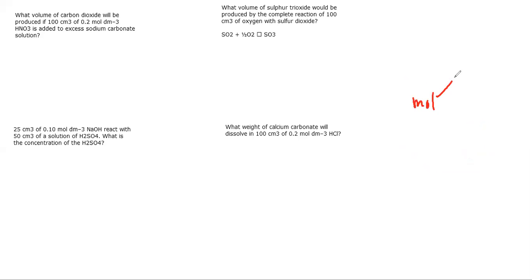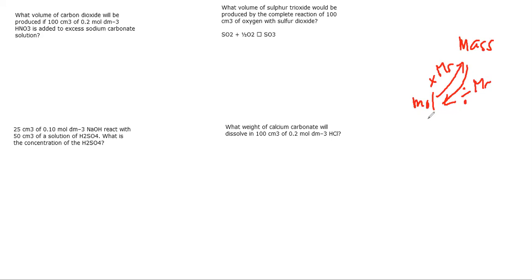Mole, if you wish to convert mole to mass, you just multiply by Mr. So mole times Mr equals mass. That's how you read it. And if you wish to convert mass to mole, then you need to divide the mass by Mr. So mass divided by Mr equals mole. Is that clear?